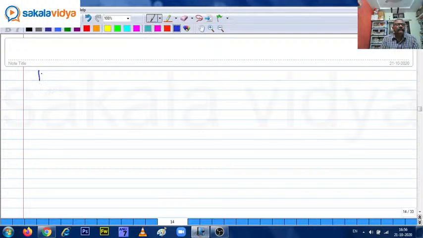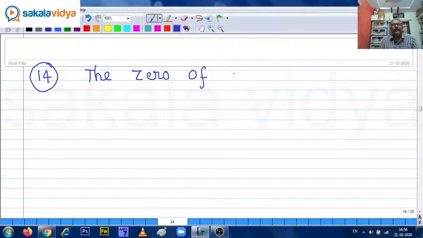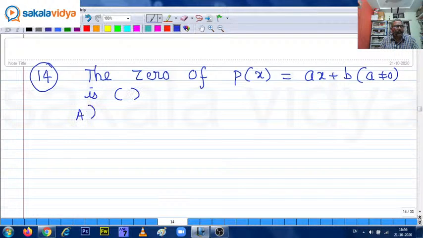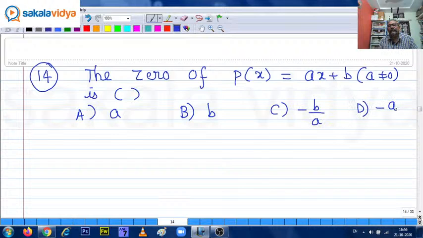So now the 14th one. Let us move to the 14th one. The 0 of P of x equals ax plus b, a does not equal 0, is: option A, option B, option C minus B by A, option D minus A by B. So which is the right option? You try yourself.